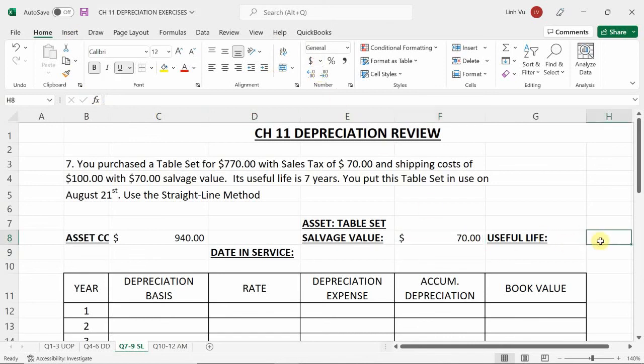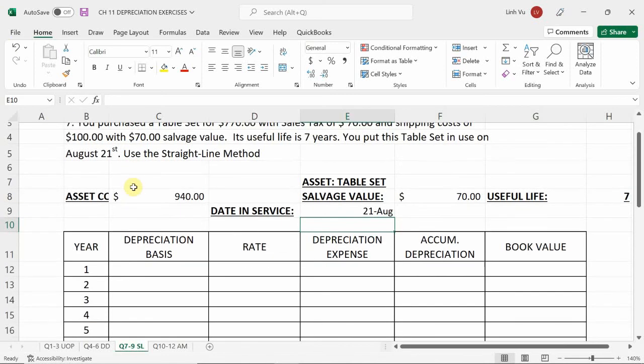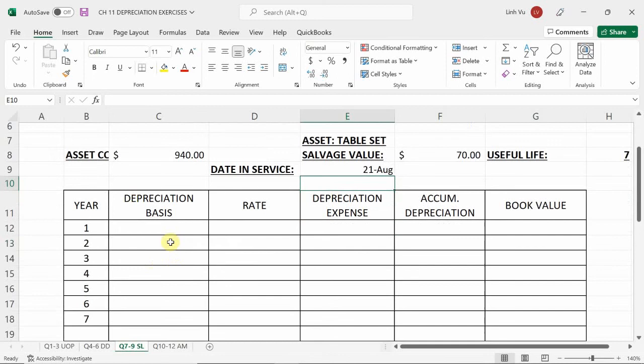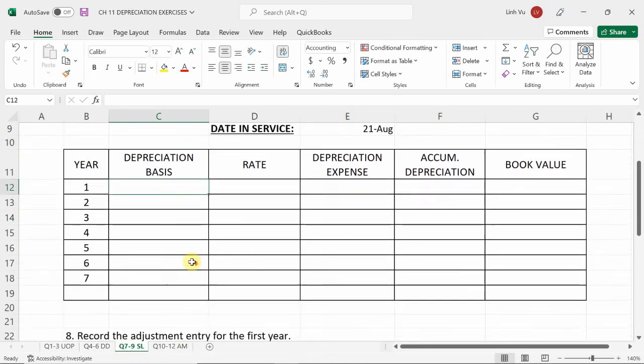And how many years useful life? 7 years. Okay. And when did you place it in service? The 21st of August. So what does that tell you? When do I actually start depreciating? September. Okay. So what's my depreciation basis going to be for my first year?